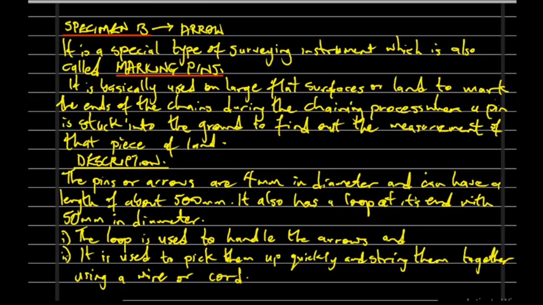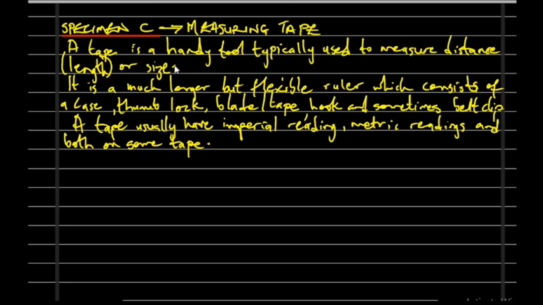So we move to specimen C. Specimen C is the measuring tape. The measuring tape is a handy tool typically used to measure distance, length, or size. It is much longer than what can be seen as a meter rule. It is oftentimes seen as a flexible ruler.